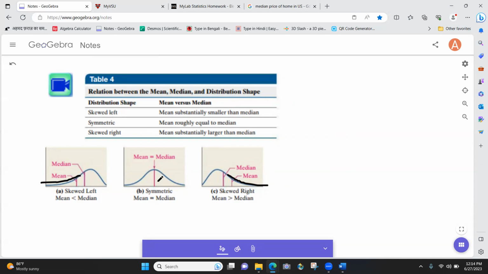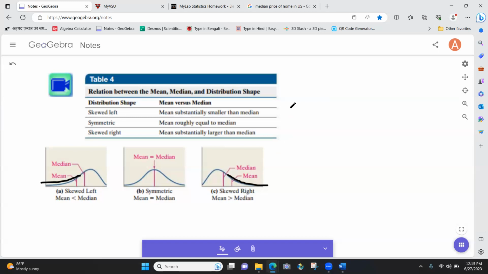If the data is symmetric, with some high values and some low values, they kind of even out. Mean and median will be very close. If the data has lots of high values, the mean will move towards the high values. The median will tend to stay in the middle by definition. If the data set has lots of low values, the mean will move closer to the low values, and hence the mean will be smaller than the median.